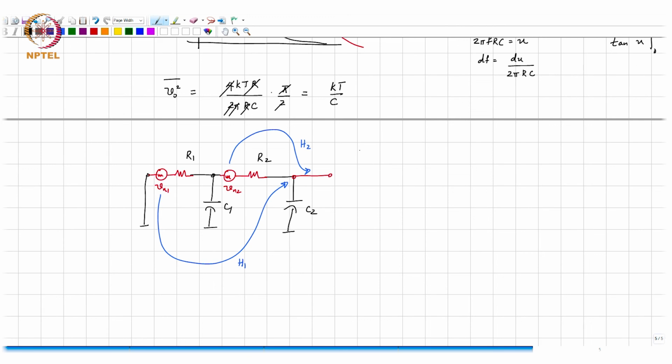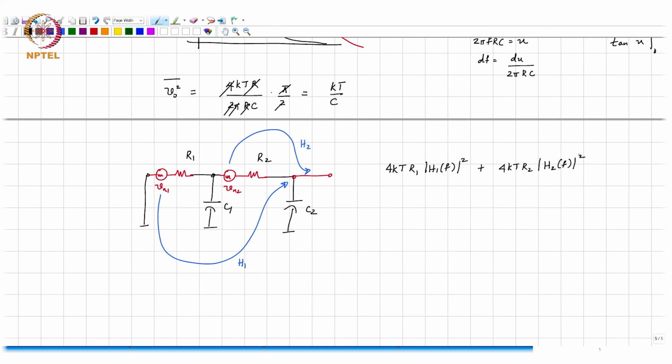And so, what will be the noise spectral density at the output? Can I get a clear answer? The spectral density of Vn1 is 4kTR1 times mod H1 of f the whole square, plus 4kTR2 mod H2 of f the whole square. Right? We are adding powers.